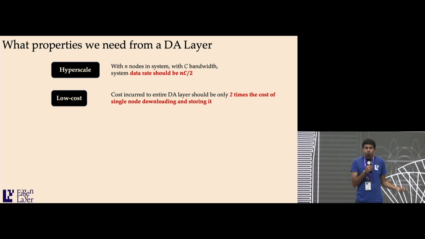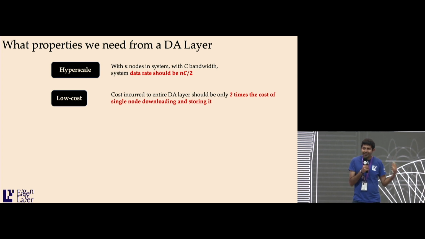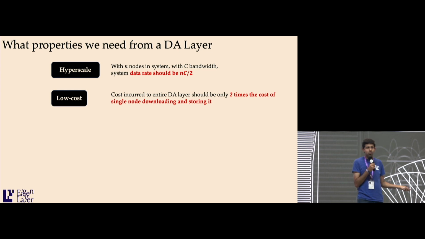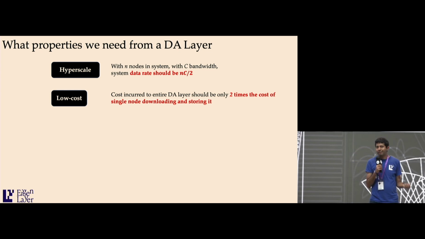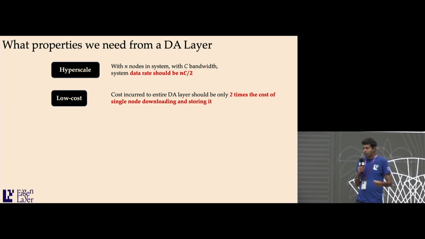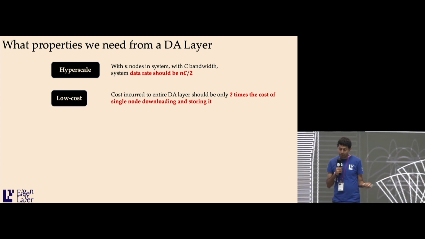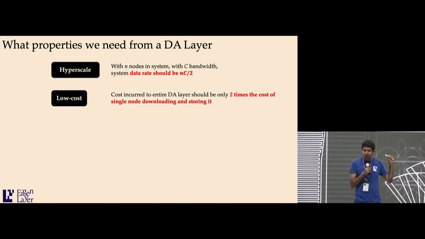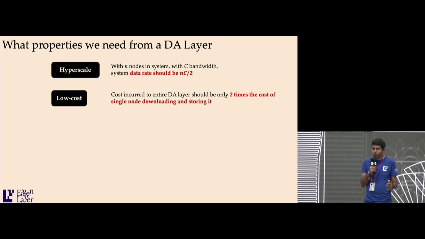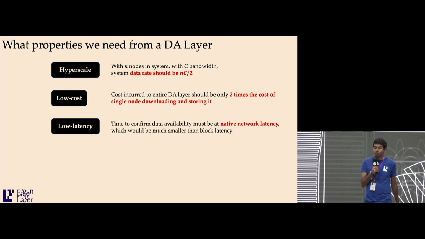Low cost. Right now the cost of data availability is that every node has to download and store data. This is really, really expensive. In Ethereum, there are 500,000 virtual nodes, so this can become very, very expensive. What you want is to be almost similar to one node downloading and storing data. That's what would be low cost.